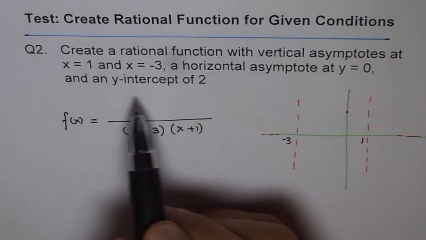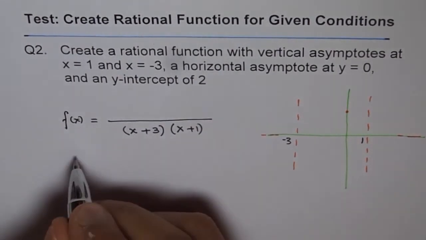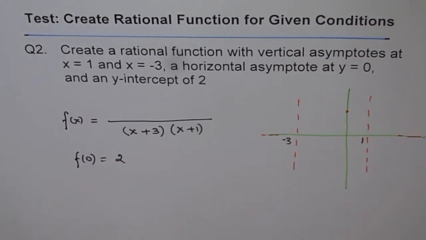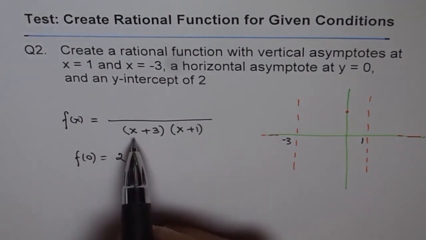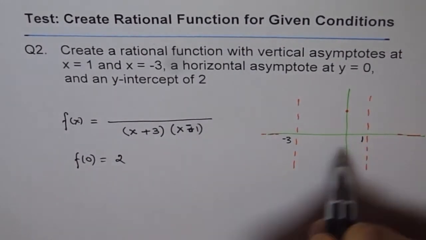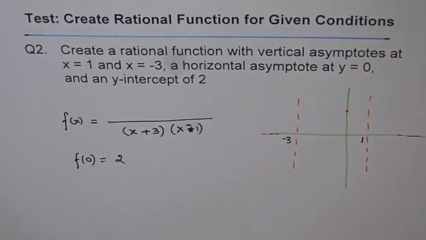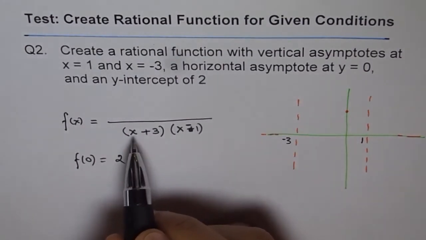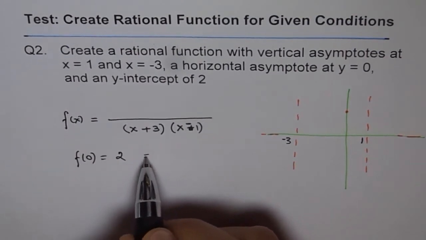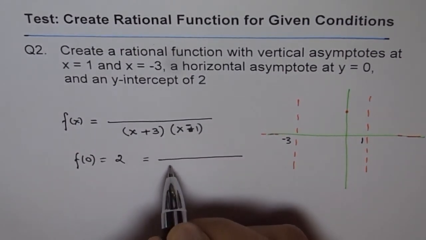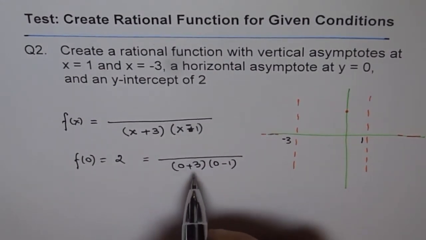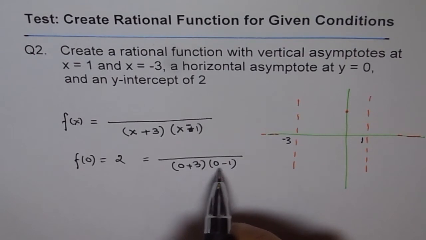Now, a y-intercept of 2 means that if I plug in 0 for x, then I should get 2. Now in this equation, if you put 0, what do you get? I'm sorry, this is minus 1, because this is x minus 1, okay? Sorry for that. Now, when I put x equals 0 here, I get 0 plus 3 times 0 minus 1. When I multiply these two, I get minus 3.